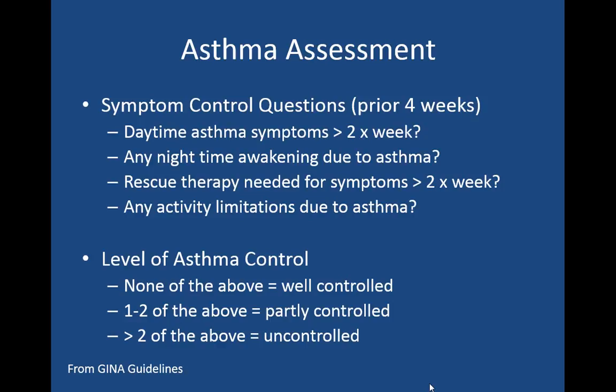This is 4 really neat questions that the GINA guidelines put out that are easy, simple, like anybody can remember. So, are you having daytime asthma symptoms more than 2 times a week? Are you having any nighttime awakenings due to asthma? Rescue therapy needs more than twice a week, or any activity limitations. So this is like a 4-question assessment that GINA puts out that you could ask any patient in any setting, pharmacy, hospital, clinic, on the street, whatever, to kind of talk about their asthma. And they give some guidelines based on how they answer those questions and how that relates to their level of control of their disease.